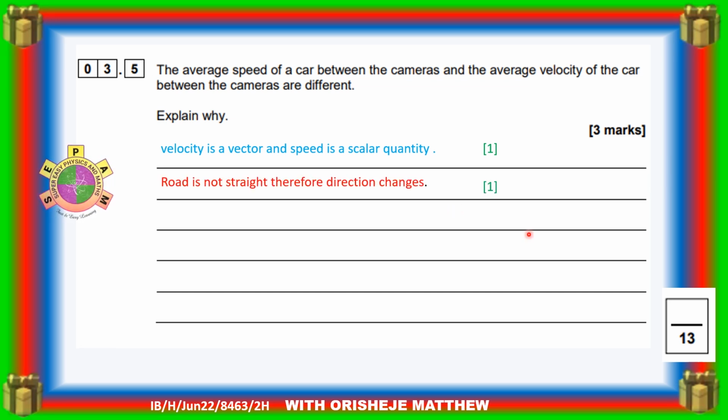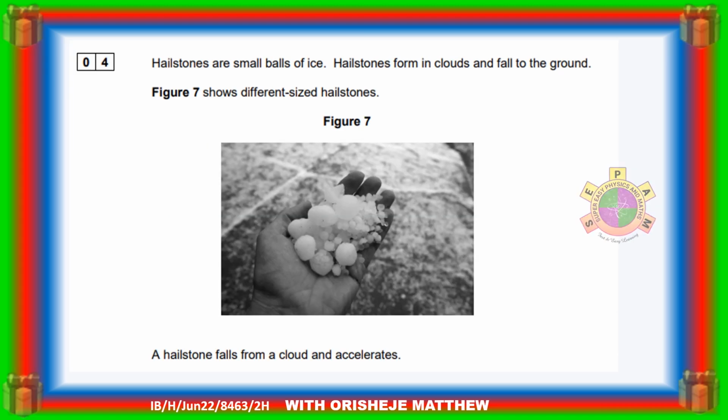And then the second, the road is not straight, therefore the direction changes, and once there is a change in direction, the velocity also changes between the cameras. So these are the three things you need to say in order to get the marks. So we have finished with the 13 marks on this question. So the next one is question 4.